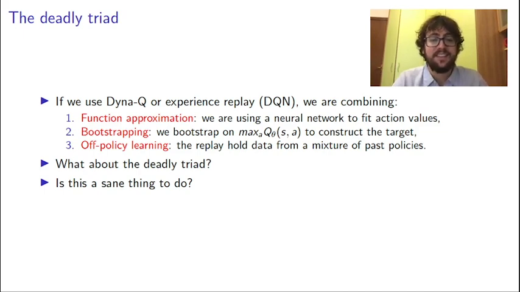And the reason is that we know from the theory that when you combine these three things, there is a possibility of divergence. At the same time, if you read the DeepRL literature, you will find that many successful agents do combine these three ingredients. So there is maybe a tension here.